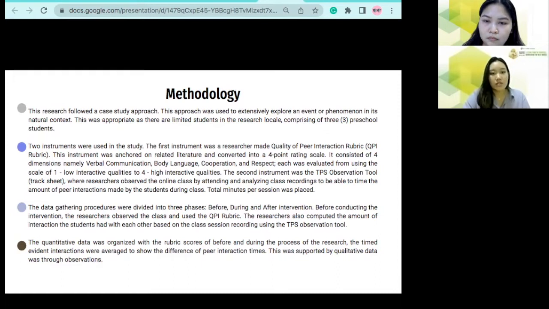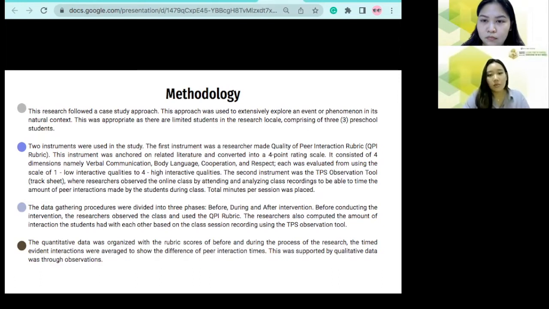Two instruments were used in the study. The first one was the researcher-made Quality of Peer Interaction rubric, which is the QPI rubric. This instrument was anchored on related literature and converted into a 4-point rating scale. It consisted of 4 dimensions, namely verbal communication, body language, cooperation, and respect, and each was evaluated using the scale of 1, low interactive qualities, to 4, high interactive qualities.